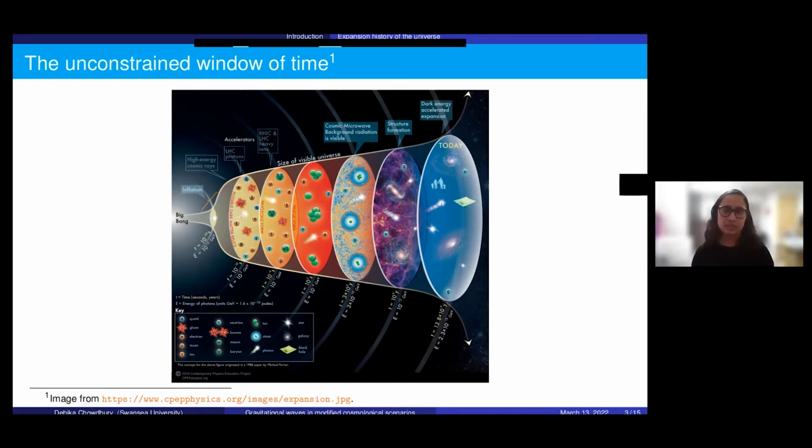However, this leaves a window of time from the end of inflation to BBN, which is not so well constrained. And so if there were certain non-trivial dynamics happening during that period of time, it would not interfere with BBN and hence would still agree with the observations. So this is the domain of my interest that I will discuss here.